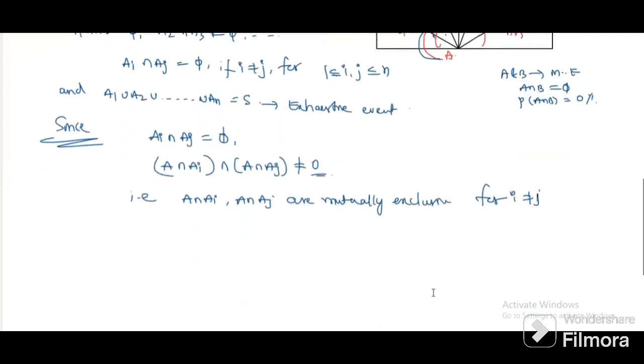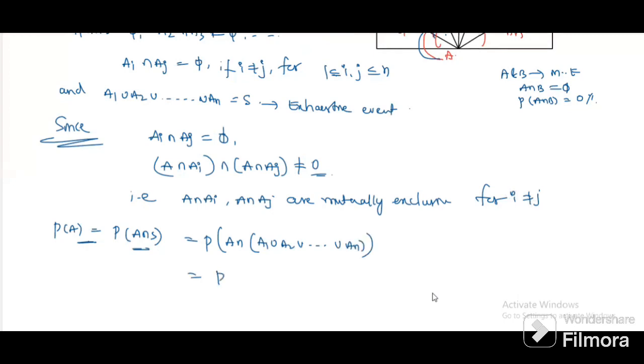Now I want P of A, the probability of the event A. I can write this as P of A intersection S, because A intersection S is nothing but A only. What I told here is that A1 union A2 union and so on union An is S. So I can take this as P of A intersection A1, union A intersection A2, union and so on, A intersection An.